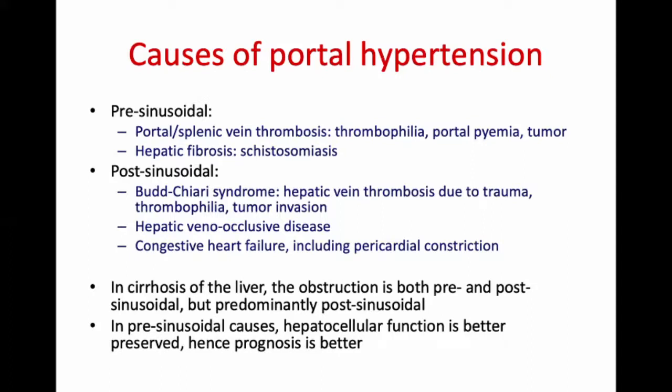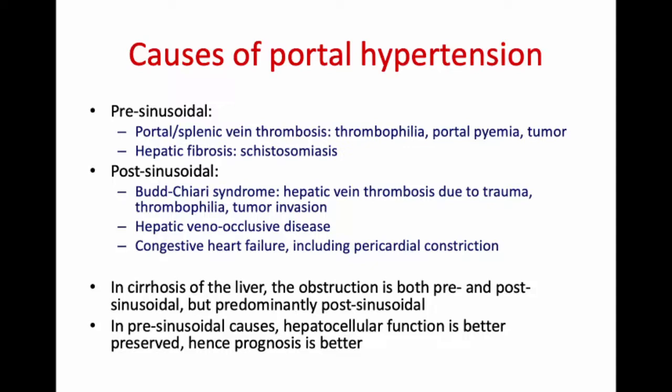So when you say causes of portal hypertension, pre-sinusoidal would mean conditions which affect the system before the sinusoid. So it will be the splenic and intestinal and gastric capillaries, the portal veins, and then the portal vein branches. Then it comes to the portal triad, and then onto the capillaries. All that is pre-sinusoidal. Then post-sinusoidal is on the other side, the venous side of the liver, the hepatic veins and the IVC.